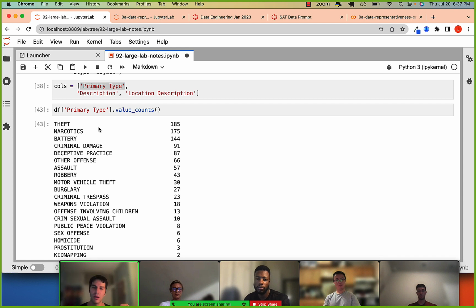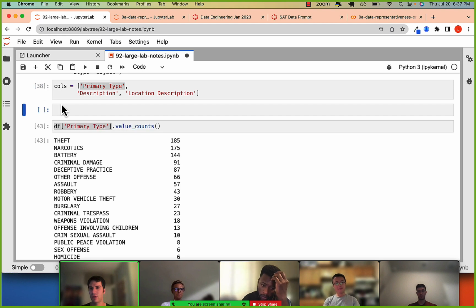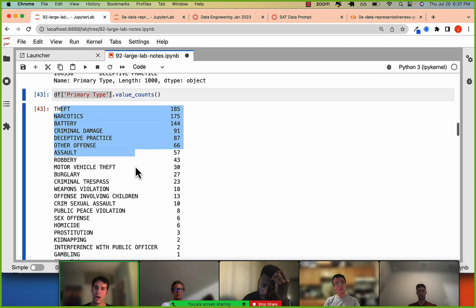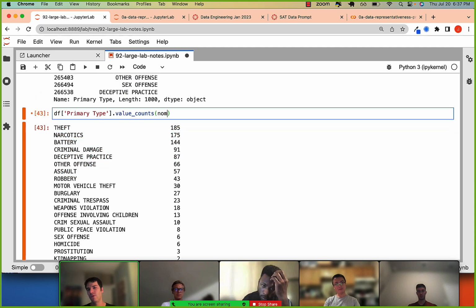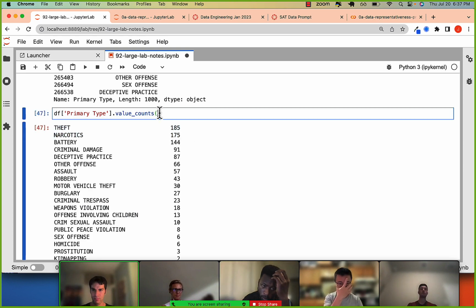And then just note that value counts is a histogram, right? Remember, we've been building histograms since the beginning of the course. This is the number of times that theft occurs in this series. And it's ordered from highest to largest. If you do normalize true, it just divides this by the total amount. Just like any other series, you could calculate that yourself. We can see we have 1,000, so you can just divide this by 1,000. But we'll just do normalize equals true.